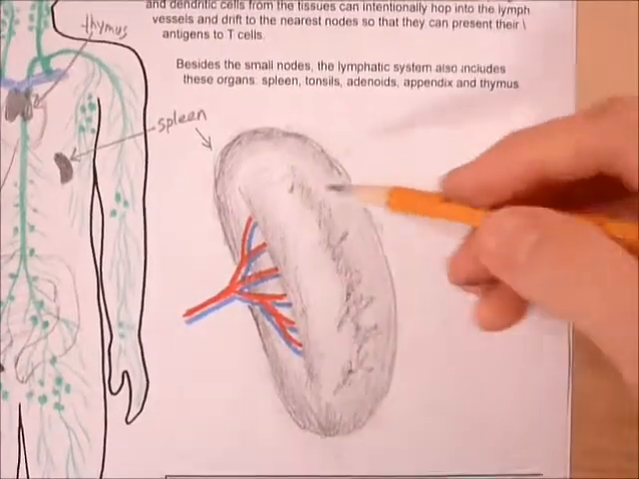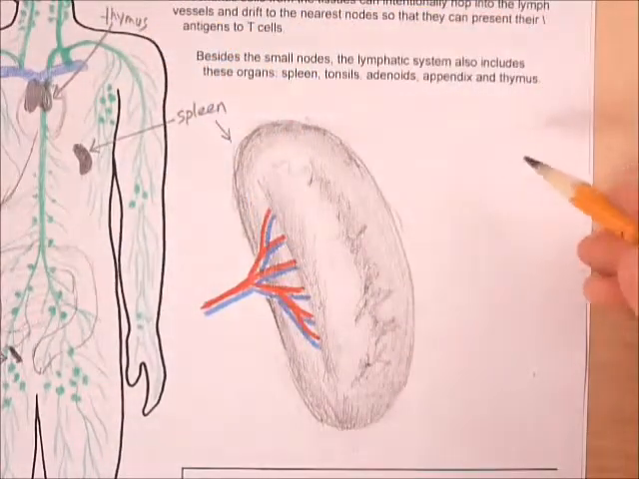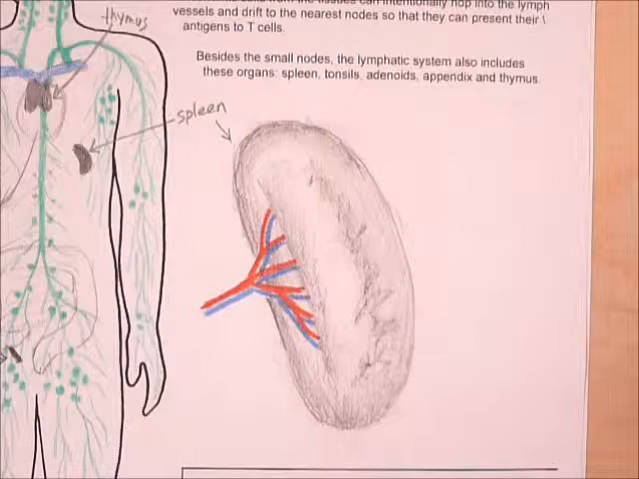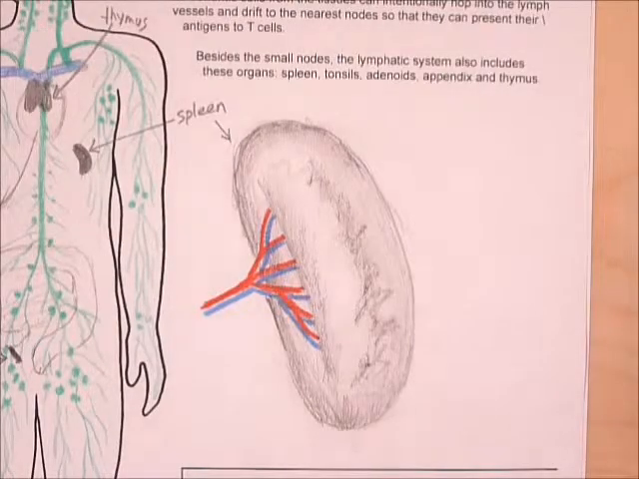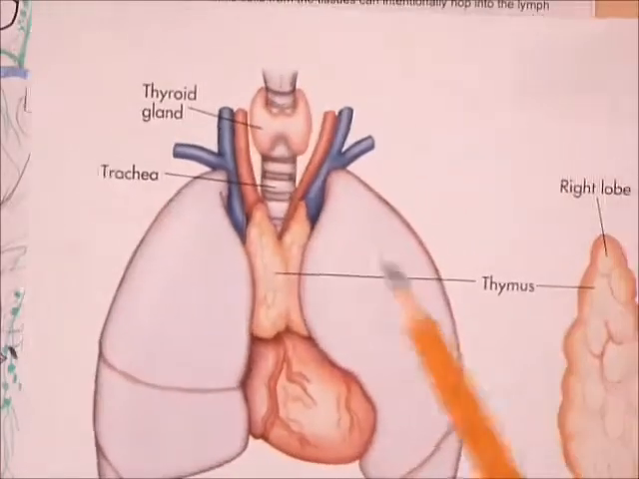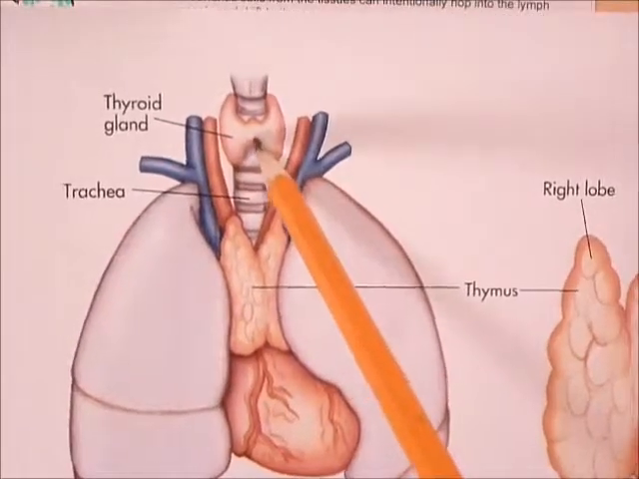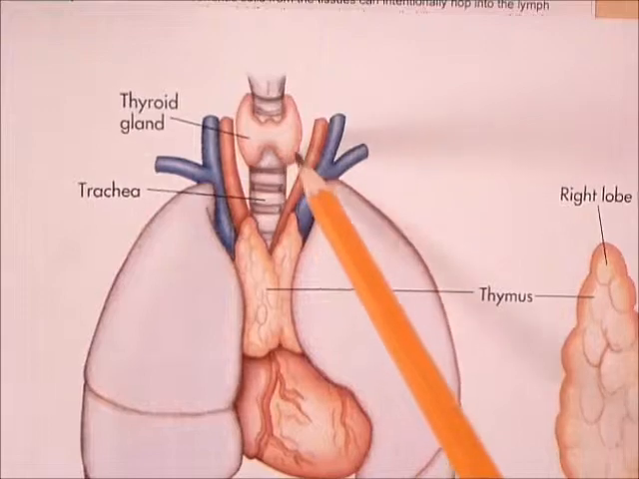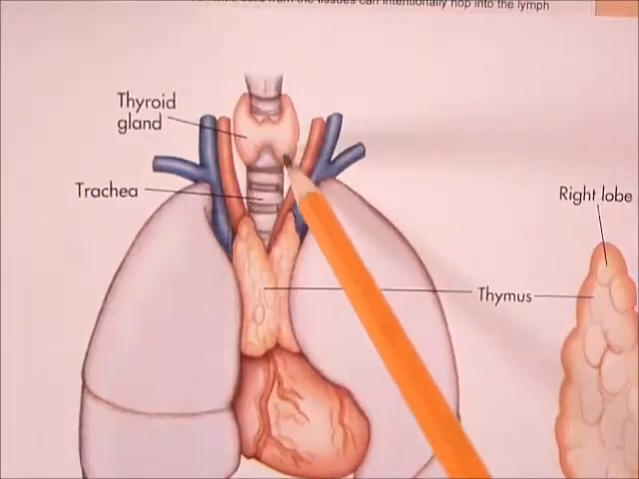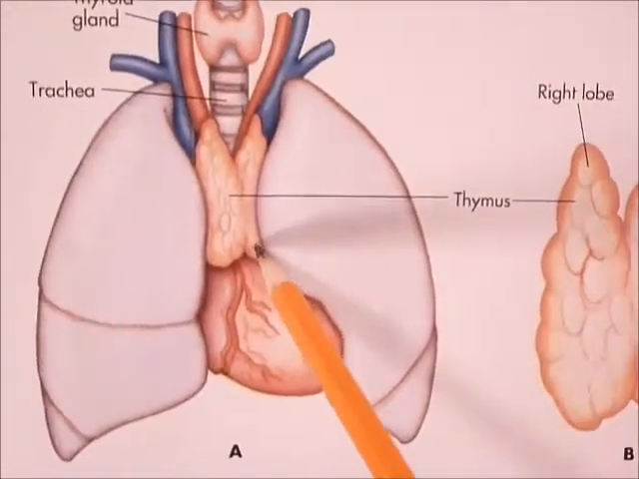And then let's just sketch in over here. Let's sketch the thymus. This will be really easy. Actually, let me show you. There's where the thymus sits. Don't mix it up with the thyroid. Up here around your throat is your thyroid. The thymus is down here.